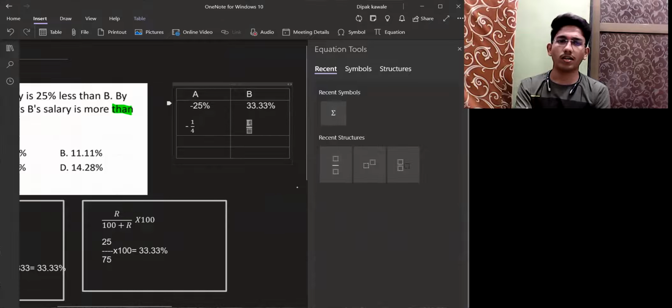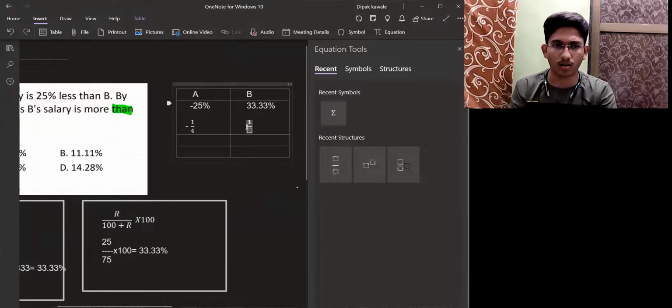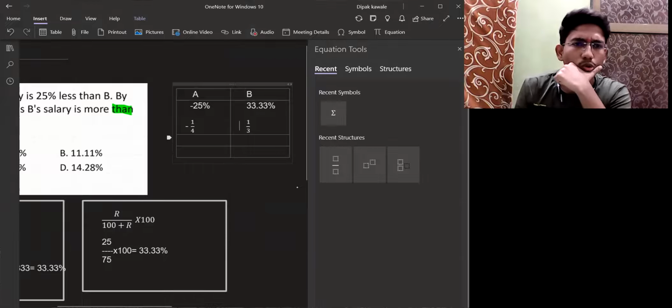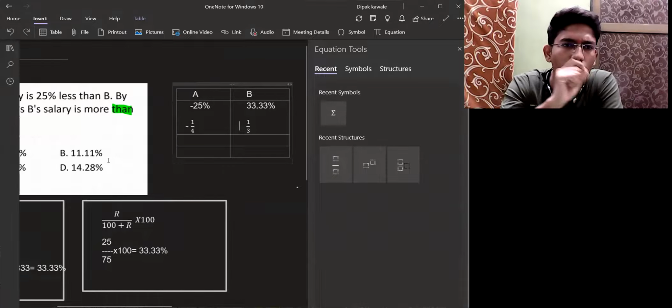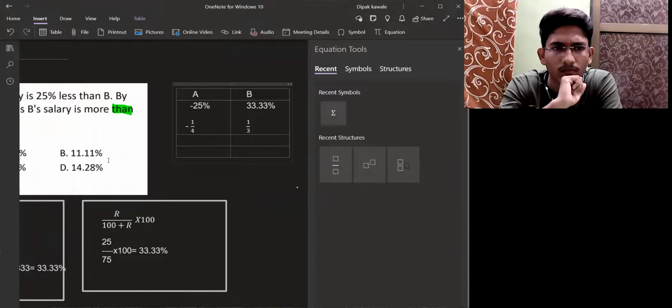You can calculate it. I will not calculate it because it will take more time. Okay, let's observe something. When A's salary is 25% less, that means -1/4, then B's salary with respect to A is 1/3. Do you see any relation, students? Let's observe. Are you finding any relation? Because I am getting something.